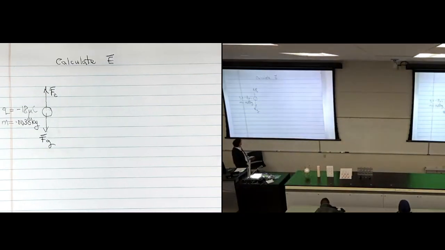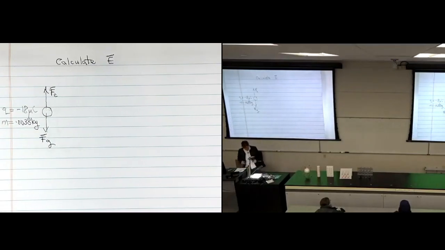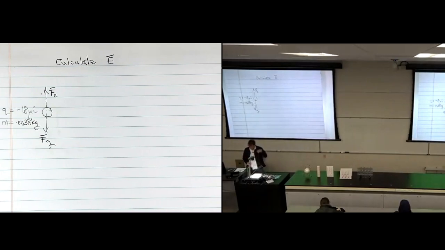So here we are, and I started the problem already a little bit. I wrote down the charge, 18 microcoulombs. Of course, when I do a calculation, I better put it in coulombs, so I will do that conversion. I've got the mass here. It was 3.8 grams, which is 0.0038 kilograms. I already drew the two forces we were explaining. There's an electric force up and a gravitational force down. They must be equal and opposite if this thing's floating.